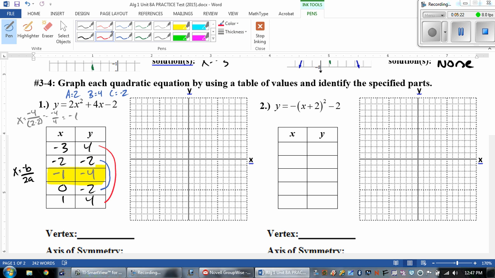So my vertex is what drives the graph, so I'm going to graph that first. And I like to have my axis of symmetry in here, just so it's easier for me to graph, okay? So there's my first point, and I'm going to go to -2, -2, and 0, -2. And then at -3, I'm at +4, and then at 1, I'm at +4.